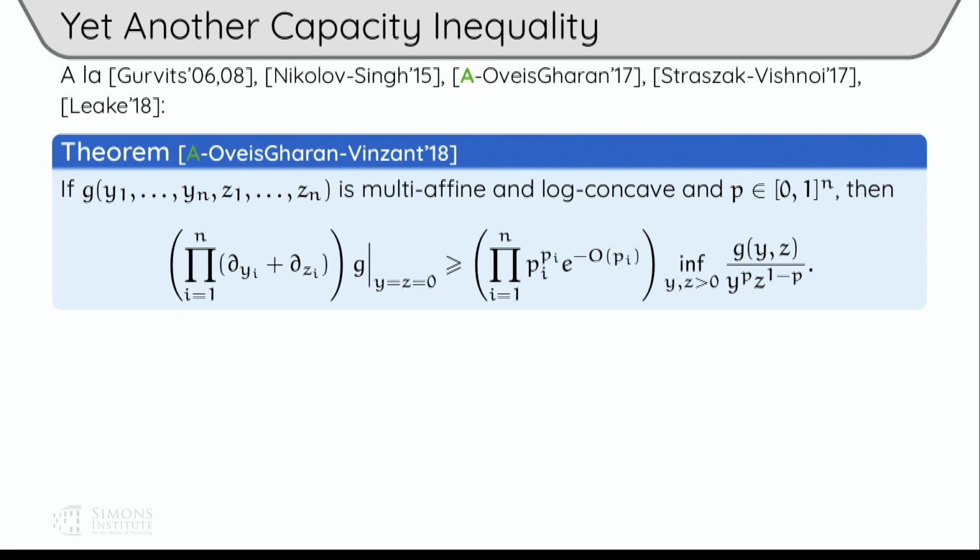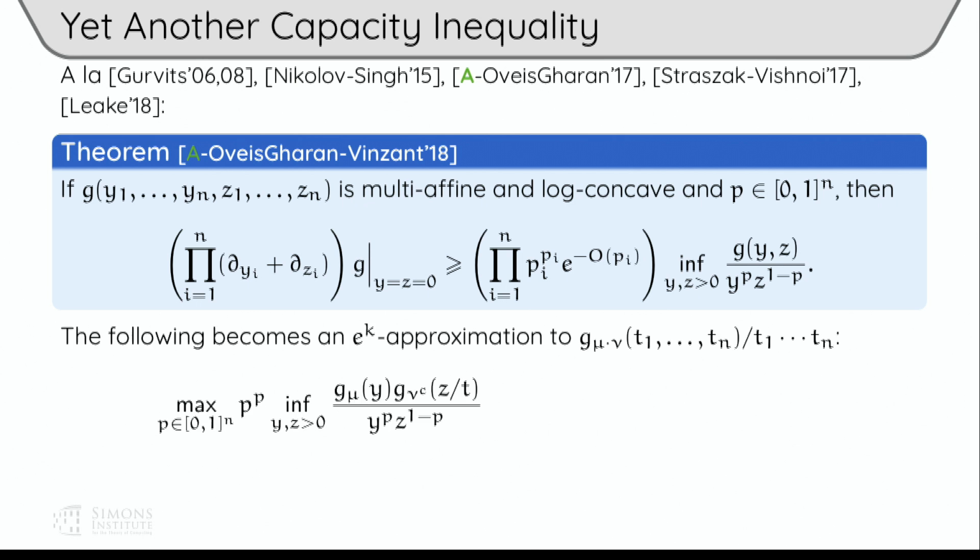So this is basically based on some intuitions about entropy and so on. But the end result is that to approximate this value of the polynomial for mu times nu, what you can do is you can solve this optimization problem, and the result is an e to the k approximation.